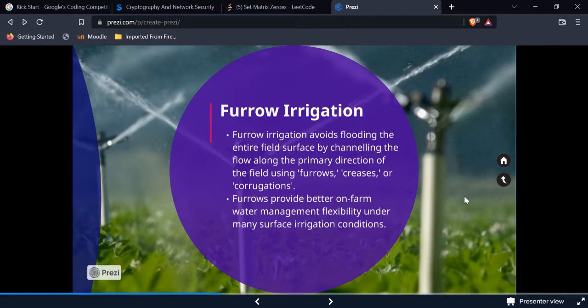Furrows are often employed in basins and borders to reduce the effects of topographical variation and crusting. The distinctive feature of furrow irrigation is that the flow into each furrow is independently set and controlled, as opposed to furrowed borders and basins, where the flow is set and controlled on a border or basin by basin basis. And the next thing is furrows provide better on-farm water management flexibility under many surface irrigation conditions.